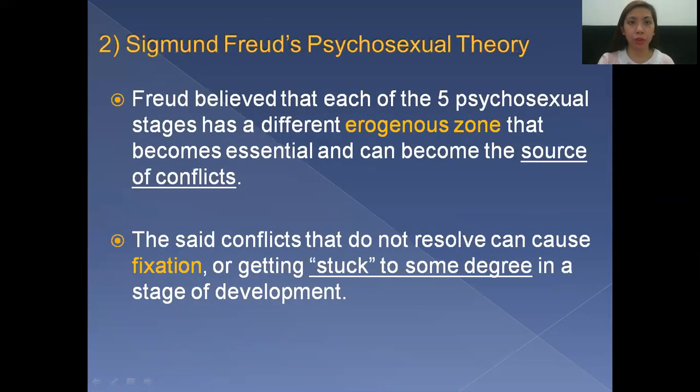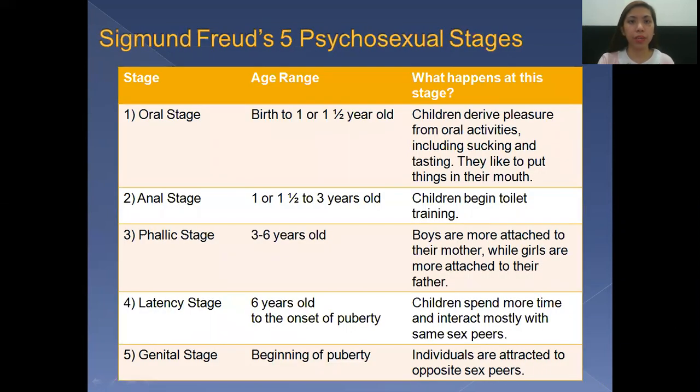Next, we have Sigmund Freud's psychosexual theory. He believed that each of the 5 psychosexual stages has a different erogenous zone, or area of the body that produces pleasurable feelings that becomes essential and can become the source of conflicts. These conflicts that do not resolve can cause fixation, or getting stuck to some degree in a stage of development. Here are the 5 psychosexual stages.